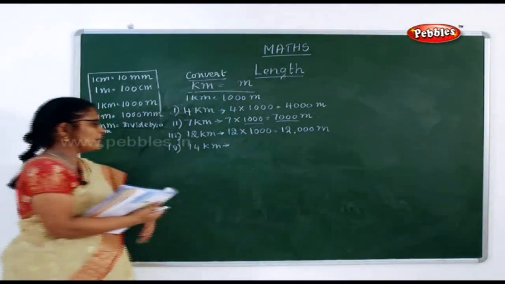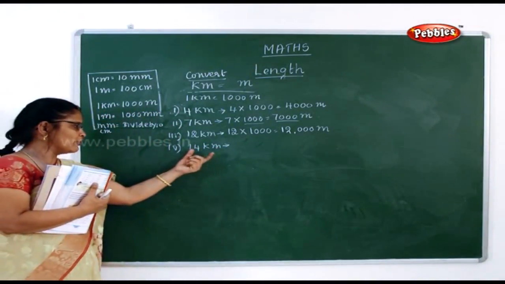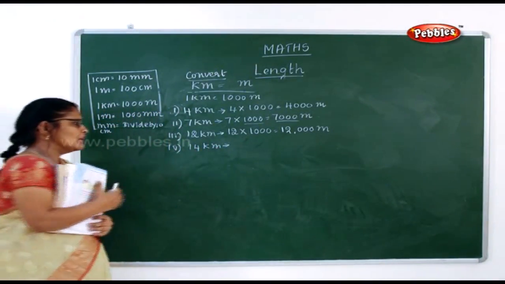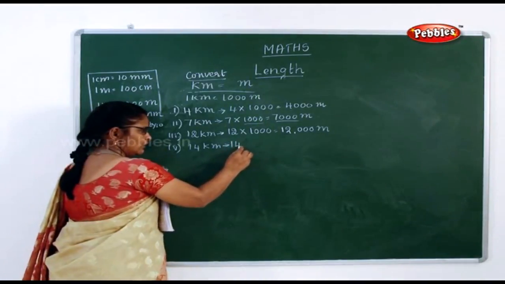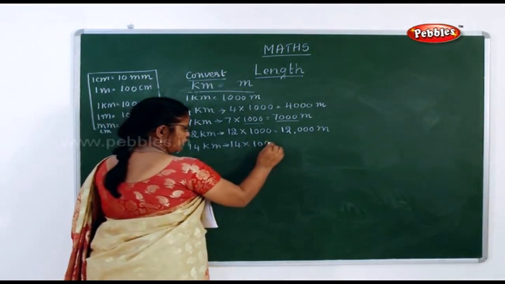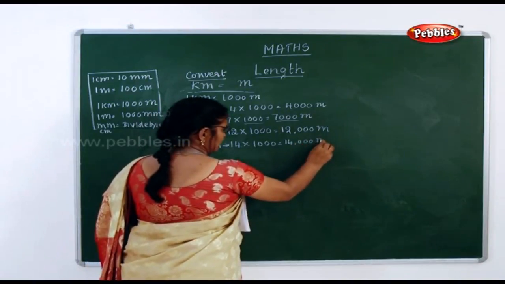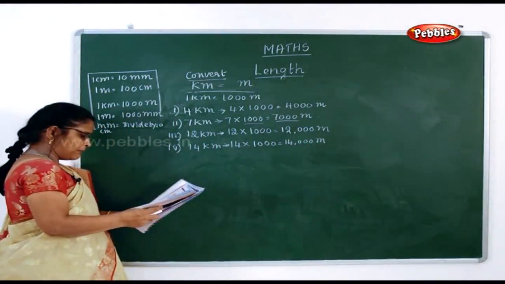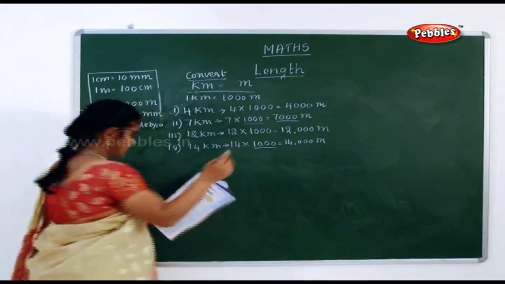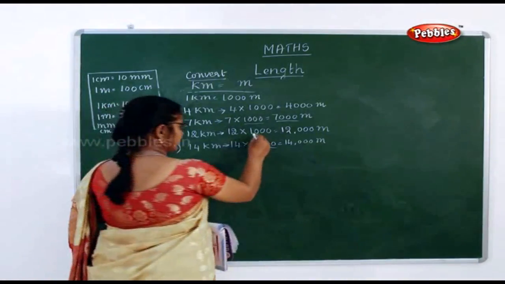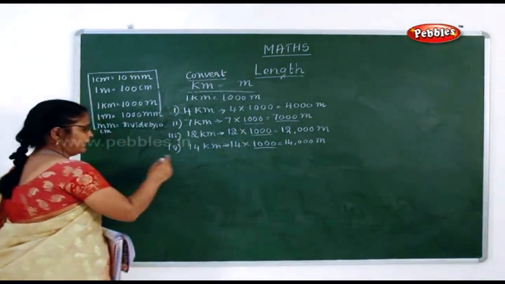But for your explanatory part, I am just explaining how you have to do 14 kilometers. You have to do 14 into 1000. 14 into 1000 is how much? 14,000 meter. Now in this fourth one, which is a blank here, 1000. And in the third one, it is 1000. Again here also, 1000 is a blank.